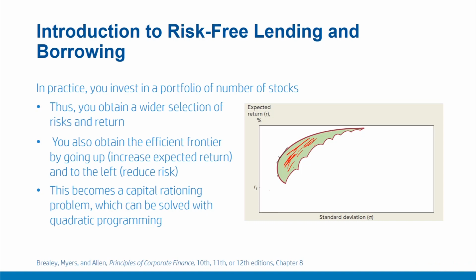Now, in this feasible region, you would want to go up in order to increase your expected return for a given level of risk, or you would want to go to the left to decrease the risk for a given level of return. And as you keep on doing that, you will obtain this efficient frontier, or the best set of portfolios that offer you the best or optimum combination of risk and return.